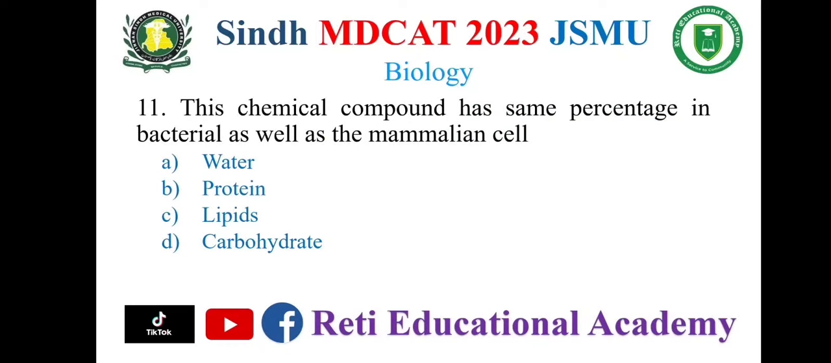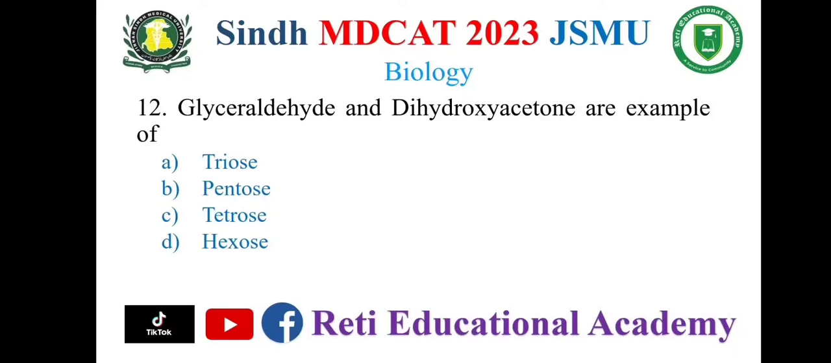Question number 11. This chemical compound has some same percentage in bacterial as well as mammalian cell. A. Water. B. Protein. C. Lipids. D. Carbohydrate. And the correct answer is A. Water. Question number 12.